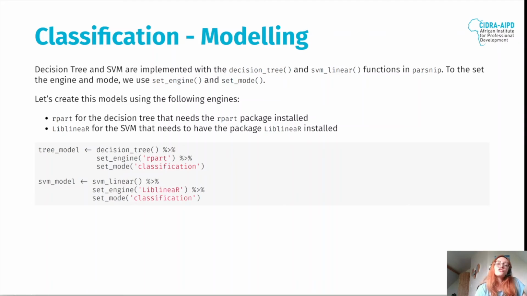To set the engine and mode, we still use the same functions from before, and we need to define the engines that we actually want. The mode, before it was regression, now it's classification. For the decision tree, we're going to use rpart from the rpart package. So you need to have that package installed to be able to use this engine. Remember that for our linear regression, we used lm, which was from base R, so we didn't need to install anything. But here, you need to do install.packages rpart. And the same for the SVM.